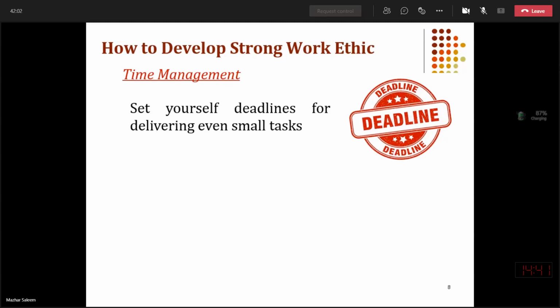Because if we leave things open-ended, then it's very likely that we will delay that work indefinitely, and that is not expected from a good professional. So whenever a deadline is there, meet that deadline. If a deadline is not there, set up a deadline by yourself. Okay.